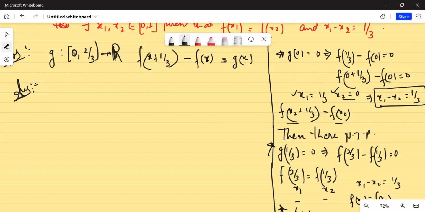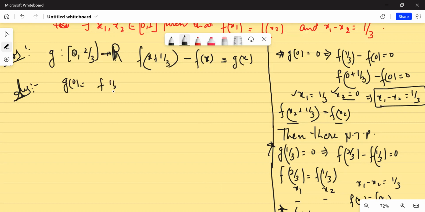And what was the question? The question was, so the question was, now see, g of 0 is equal to what?